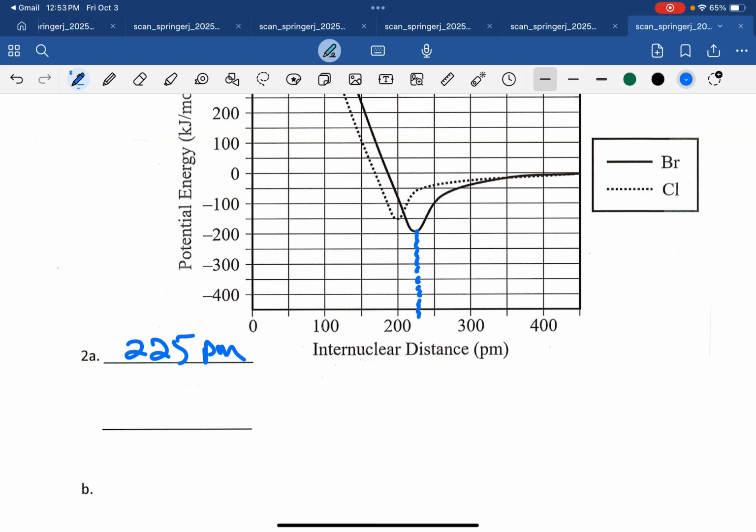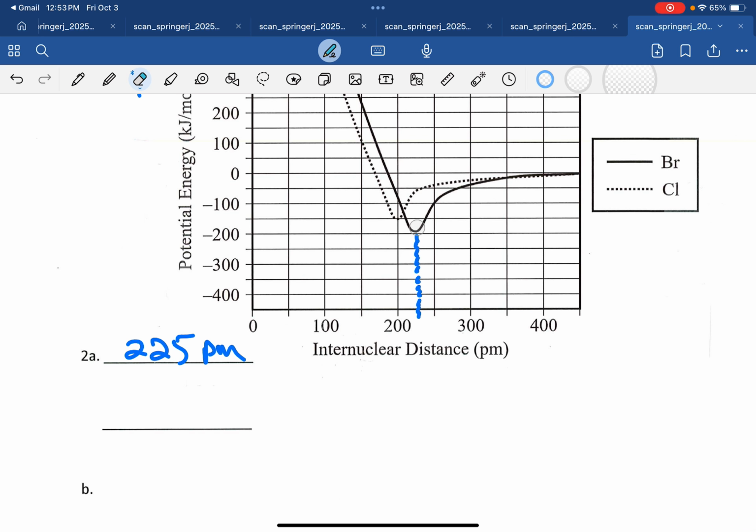Second period on Thursday, I read the question wrong. It said, what is the bond energy for Br-Br? And I had read it thinking it was wanting the internuclear distance on the chlorine-chlorine. So I got that one wrong.